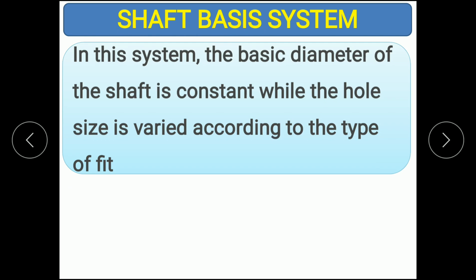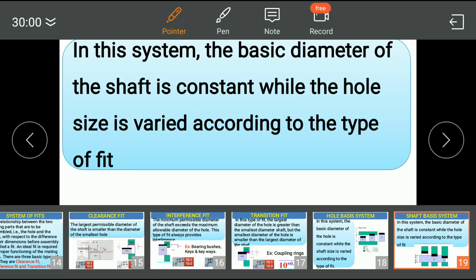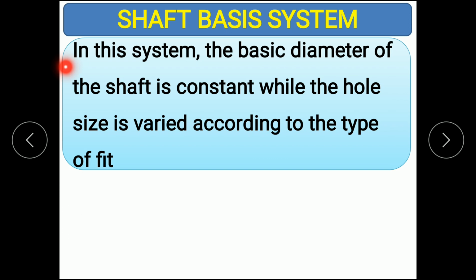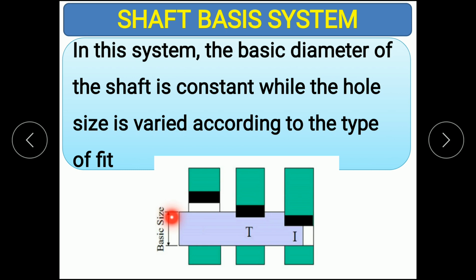So next is the shaft basis system. In this system, the basic diameter of the shaft is constant while the hole size is varied according to the type of fit required. Here an example is given. Look, this is the shaft. Its dimension is constant and the hole dimension is changed according to the type of fit required.